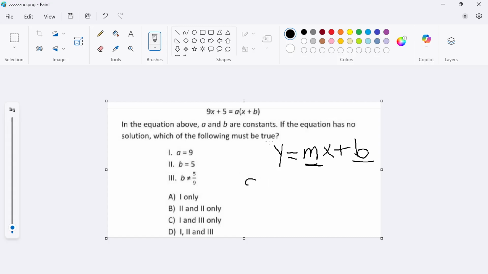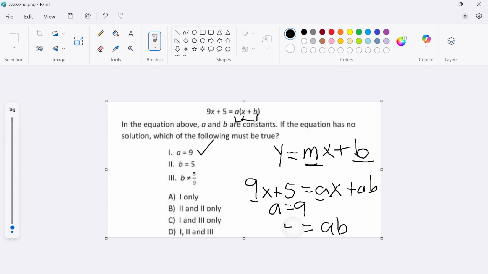So I could expand this 9x plus 5, and I'll show you how to do this in Desmos momentarily. I'm going to distribute, so it equals ax plus ab. Well, I know for them to have no solutions, they must be parallel. M has to be the same. What's in front of x? So a has to equal 9, and that is option 1. And then ab has to equal 5.